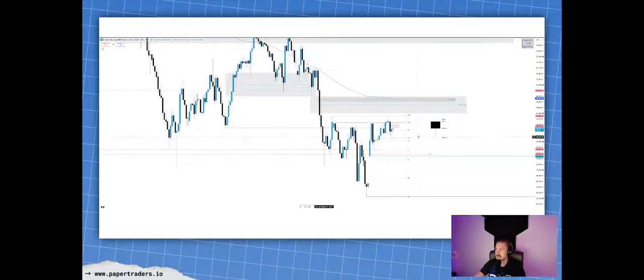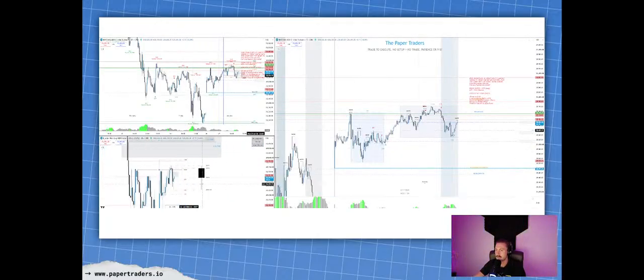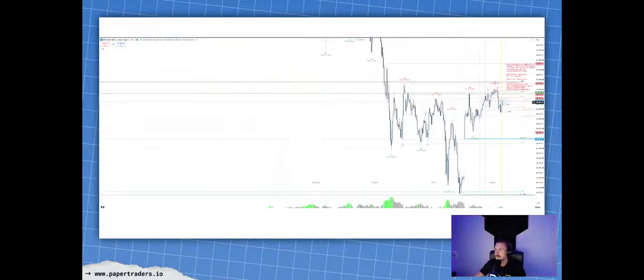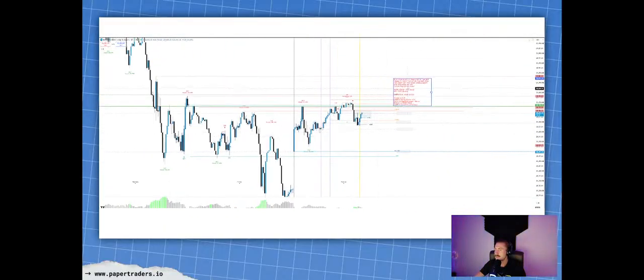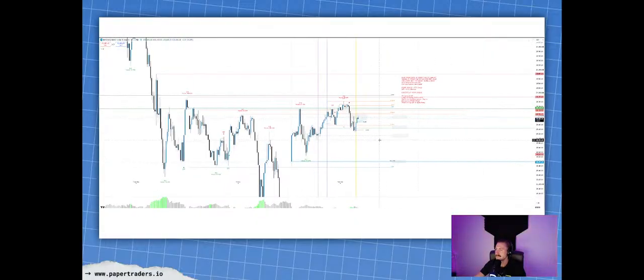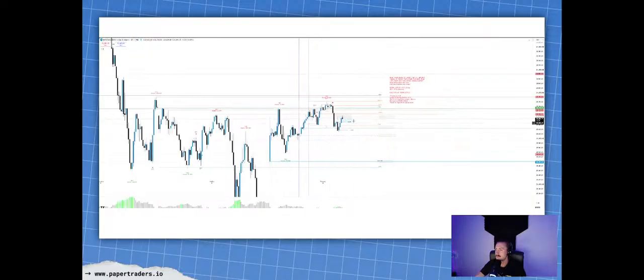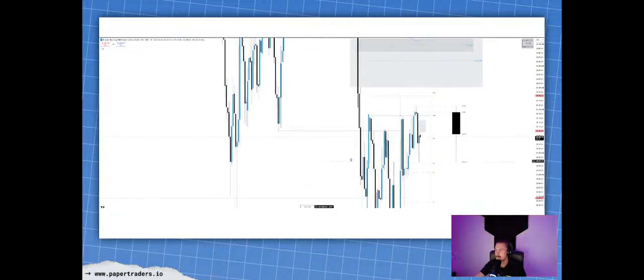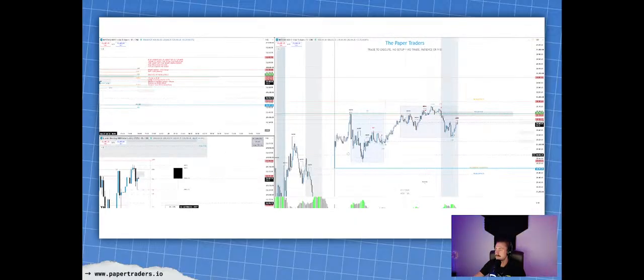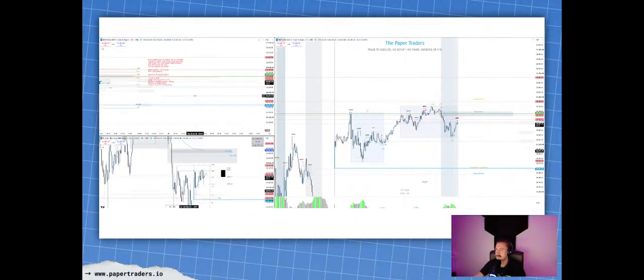Alright, that's what we got going on. So we're sweeping that previous hourly high right now into that fair value gap. Let's see what we have on the 15-minute here. So we have two fair value gaps. Okay, so we're rejecting this right now. We have those two fair value gaps right here. The 30-minute has a bigger fair value gap there.